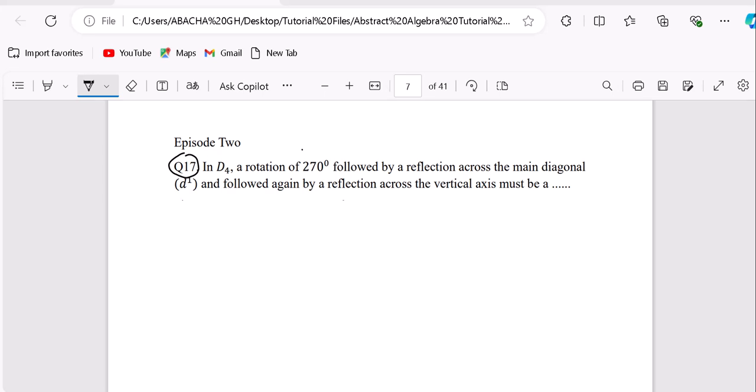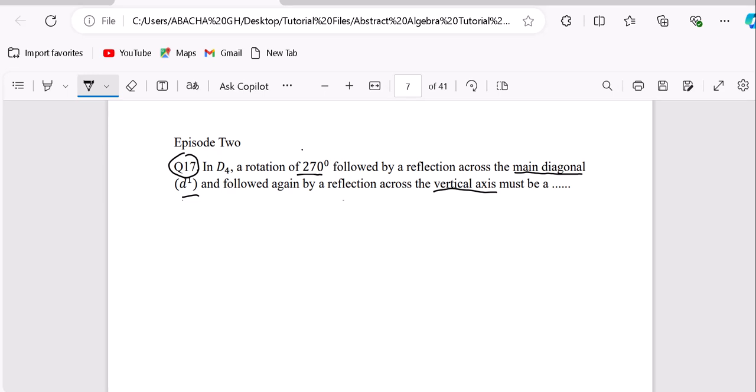So we have our first question here, which says that in D4 a rotation of 270 degrees followed by a reflection across the main diagonal D1 and followed again by a reflection across the vertical axis must be a what? So here we just need to do some rough sketch to determine what it will result to. One of the 8 elements of D4.